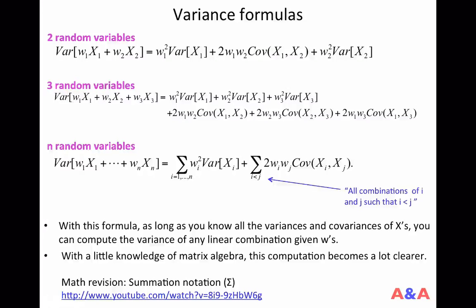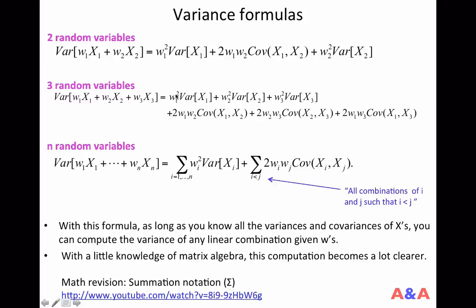Last time we studied variance formulas for the 2 random variable case and the 3 random variable case. In these formulas, x's are random variables, w's are just non-random constant coefficients, some numbers you already know. Okay, they are not random. Let's look at the 3 random variable case. What is the variance or risk of the linear combination of random variables x1, x2, and x3? How can we expand this variance?